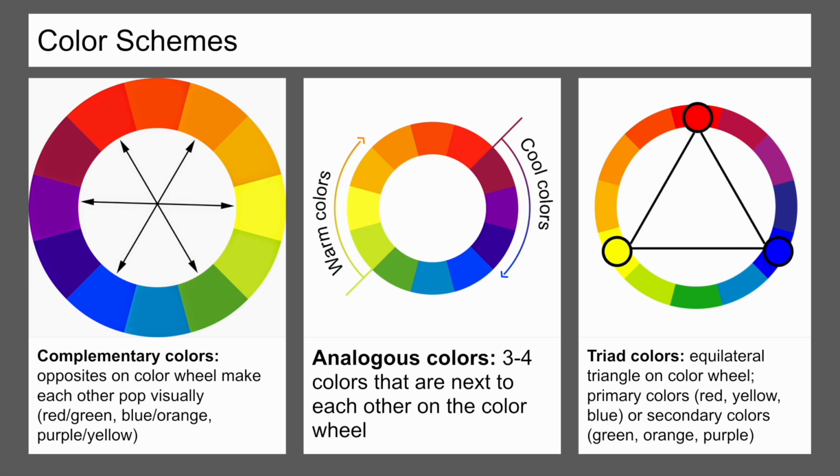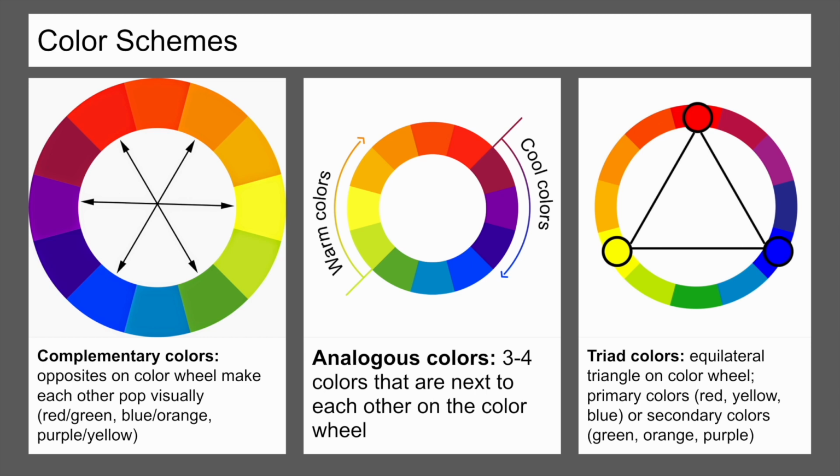In the middle, we have what's called analogous colors. These are 3 to 4 colors on the color wheel that are right next to each other. Oftentimes we think about the warm colors, red, orange, and yellow, which remind us of fire, heat, versus the cool colors, blue, purple, green, which remind us of like the deep ocean or snow.